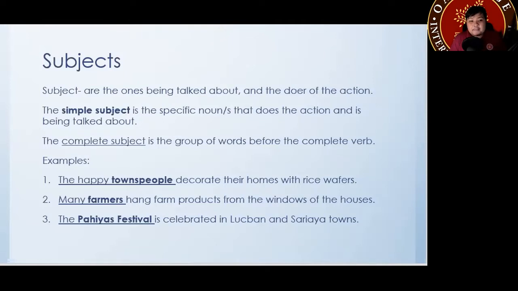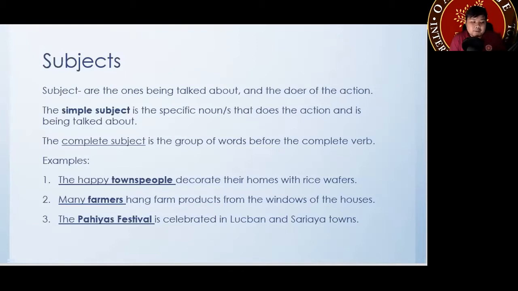Next, two, many farmers hang farm products from the windows of the houses. Again, the complete subject there is the many farmers. They come before the complete verb, which is hang. And the specific subject, the simple subject, that is just the farmers. Next, three, the Pahiyas festival is celebrated in Lukban and Sariaya towns. So the complete subject there is the Pahiyas festival.